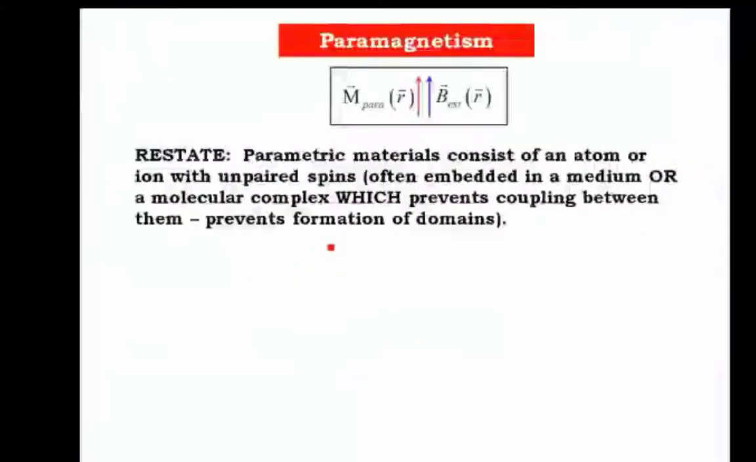So let's restate some of these things. We have the parallel nature of the magnetization that's induced by an external field, and they're in the same direction. And we have this case where we have an appearance of paramagnetic materials if you have unpaired spins. Realize that these are often embedded in a material, and sometimes you have molecular complexes which prevents coupling between them. And what that does is it prevents the formation of domains. So you have isolated atoms or molecules that give you this behavior. So each one is independent.